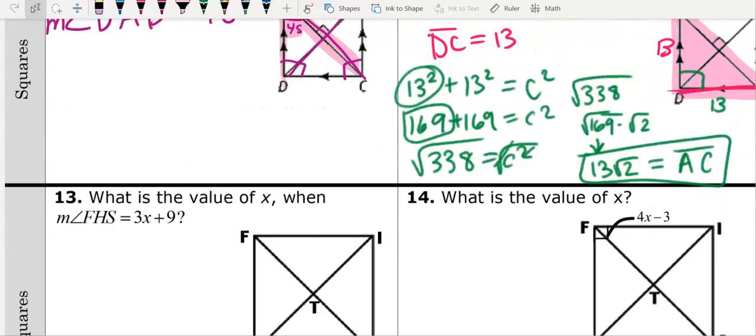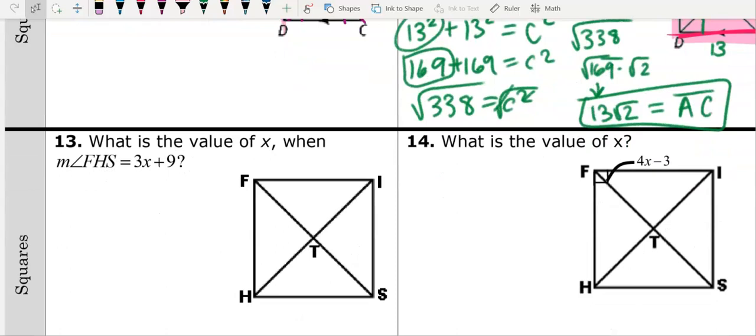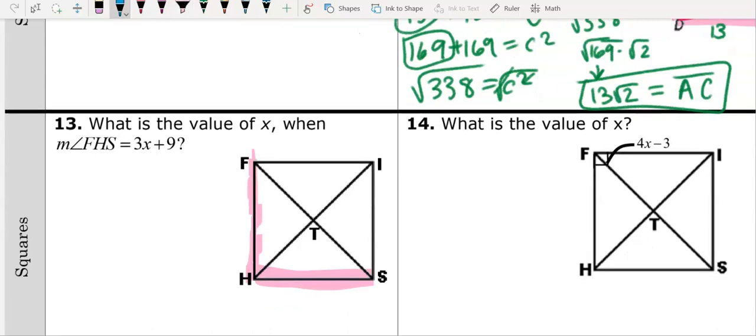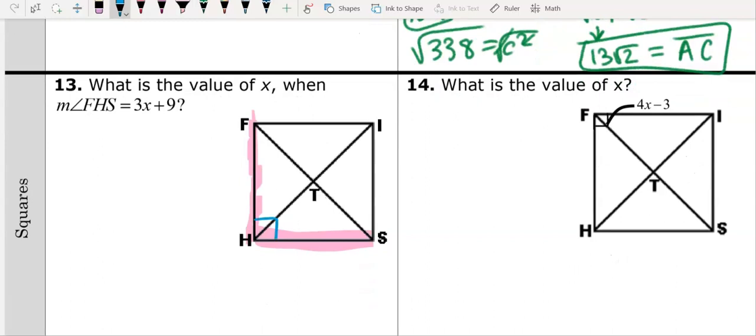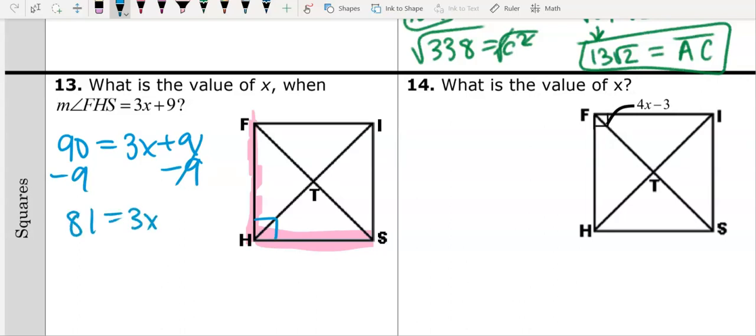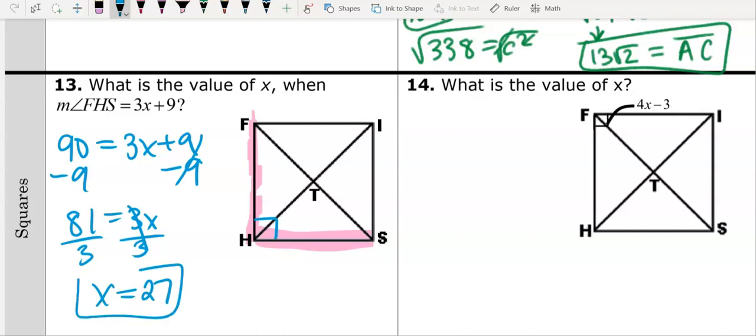All right, number 13. What is the value of x when the measure of angle FHS is 3x plus 9? This is still a square, so what's the measure of this angle? 90. So we're going to say 90 equals 3x plus 9. So we'll solve for x by subtracting 9 from both sides. So x equals 27.